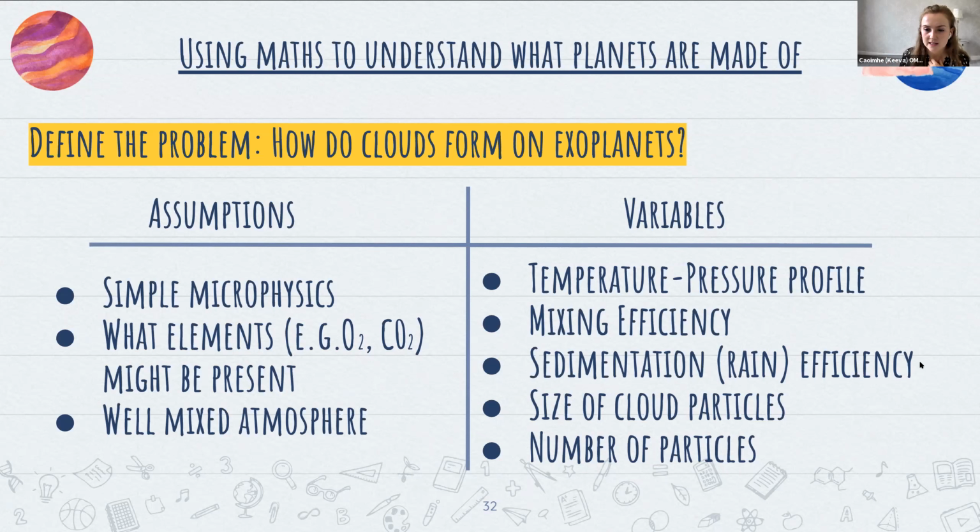Okay, so this next one is the sedimentation, or the rain efficiency. We think about clouds forming and then raining, and the clouds disappear because all of the cloud has turned into rain. So that's going to be an important process to think about. The size of the cloud particles is important, coming back to the idea of how they reflect light, and the number of particles is important, because again, of how they reflect light and how they interact with each other.